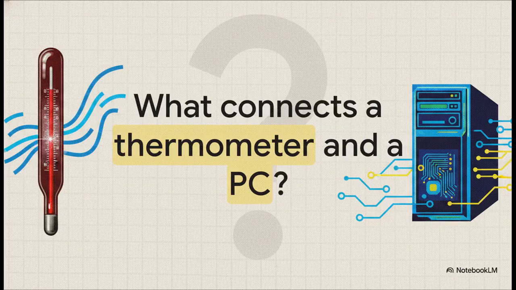But first, I want you to consider a kind of surprising question. What do an old-school mercury thermometer and that shiny desktop PC sitting on your desk actually have in common? I mean, at first glance, absolutely nothing, right? We've all been heavily conditioned to think that a computer absolutely must have a glowing screen, a keyboard, and a Wi-Fi connection. But today, we're going to completely shatter that preconceived notion.